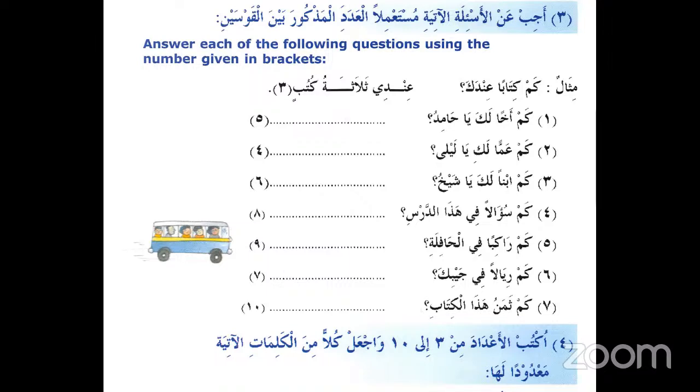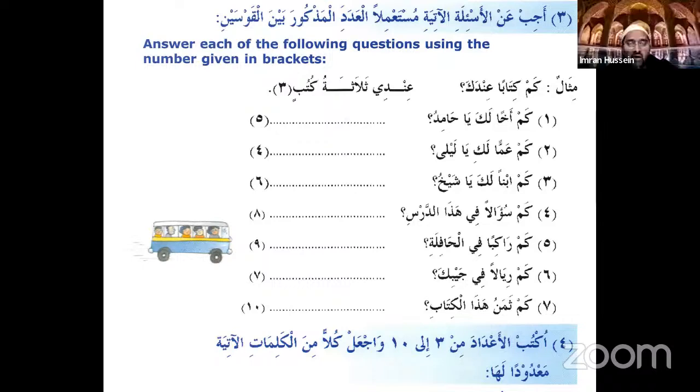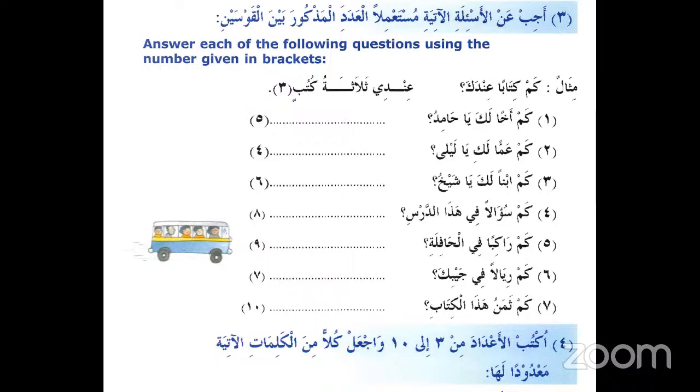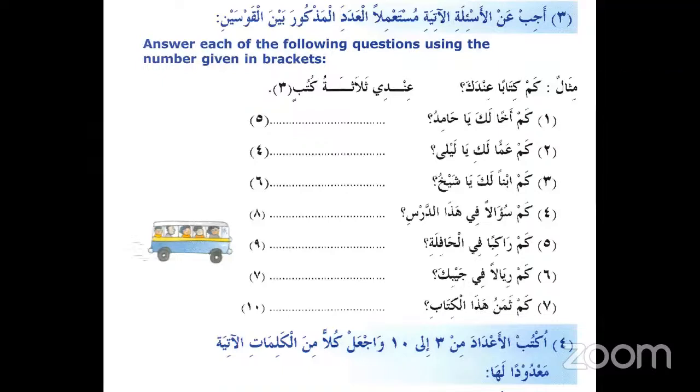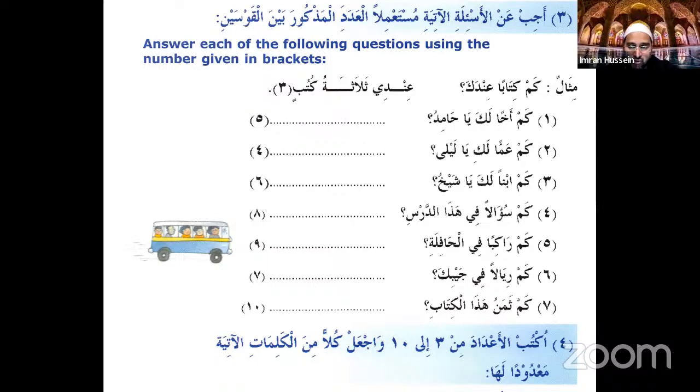Correct. So كم أخا لك يا حامد, لي خمسة إخوة. The plural of أخ is إخوة. Correct. So even though there is a تاء مربوطة in the plural, we look at the singular. The singular أخ is masculine. Even though there's a تاء مربوطة in the plural, we will still use a feminine number. لي خمسة إخوة. Excellent.